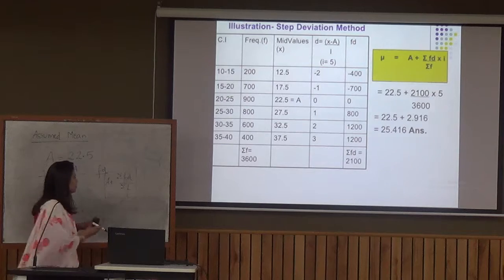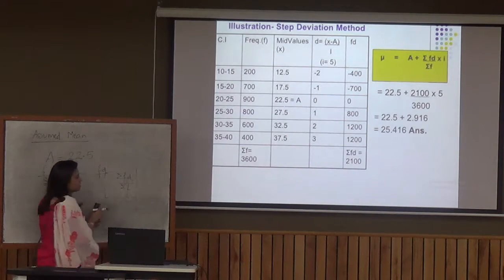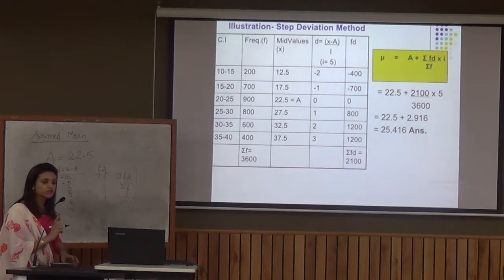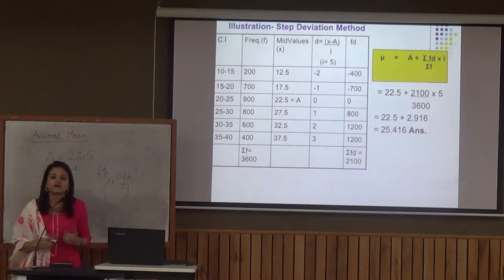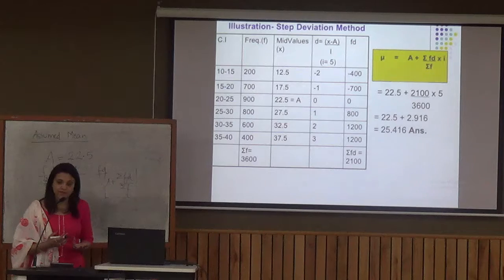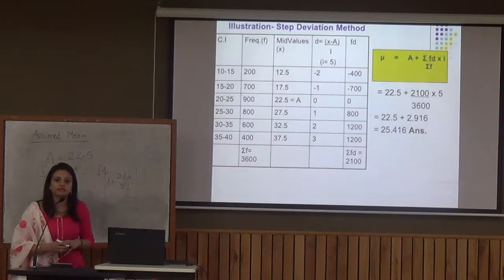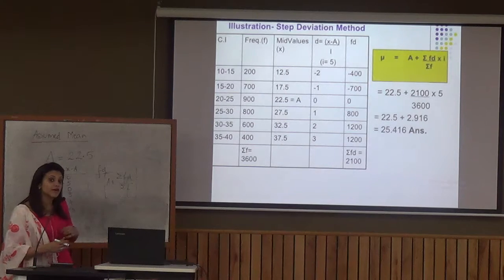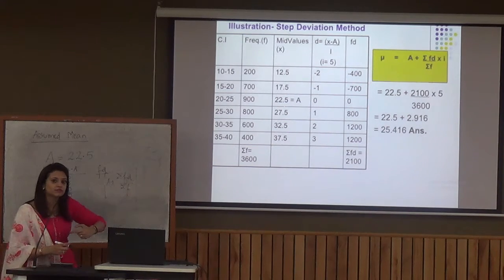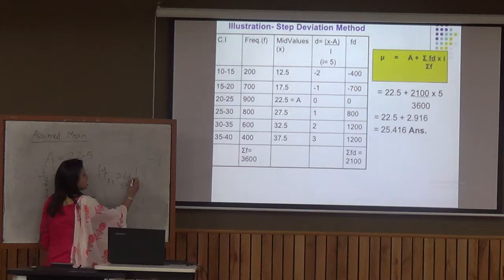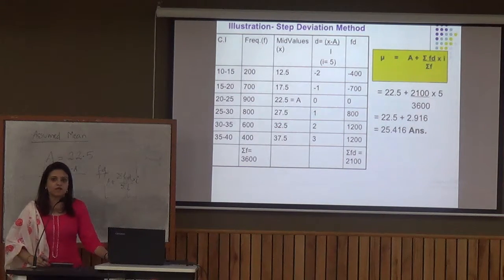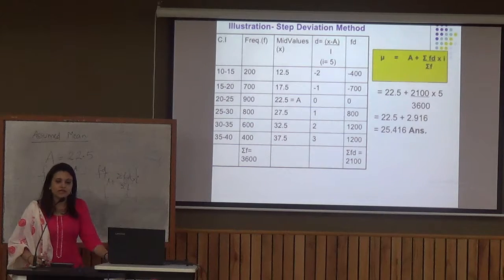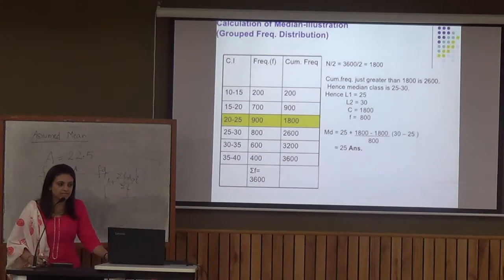And then the formula goes again, summation FD upon summation F, and A plus, because we had subtracted this A. Now what other thing have we done? We have divided by the class size. Once we have divided by the class size, it becomes our responsibility to multiply it, and I do an I here. You can see that you get the same answer for this. So this method actually saves your calculation even better.